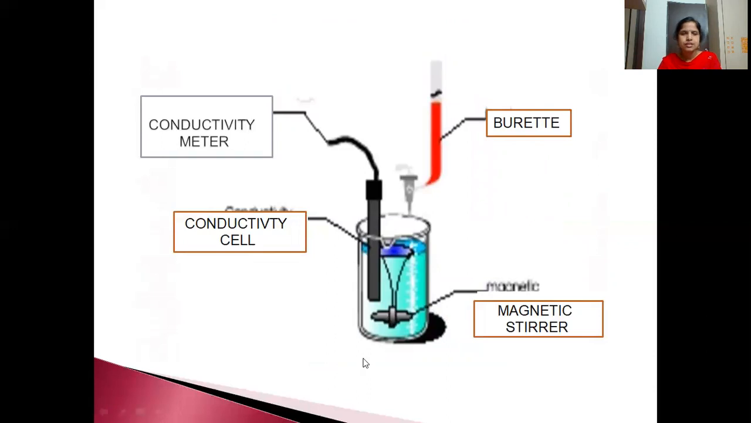See, this is the conductivity cell. This is the test solution. A magnetic stirrer is there. And this is a burette which has to be clamped to a stand. The conductivity cell is connected to a conductivity meter.